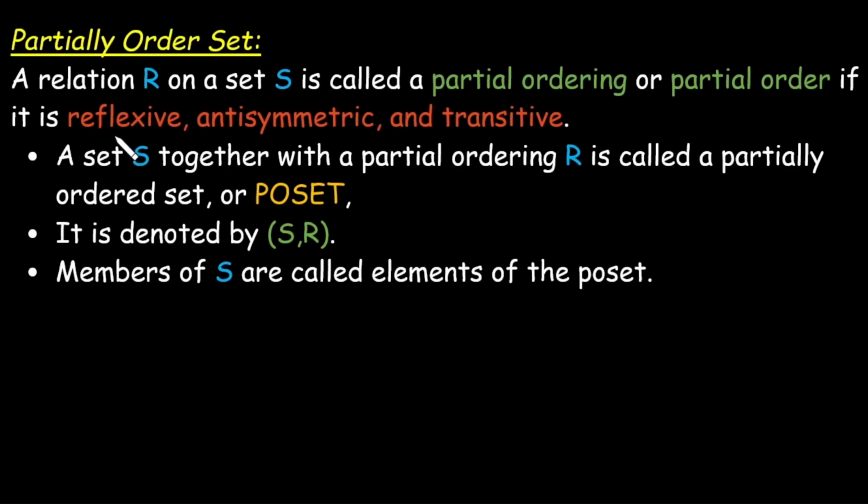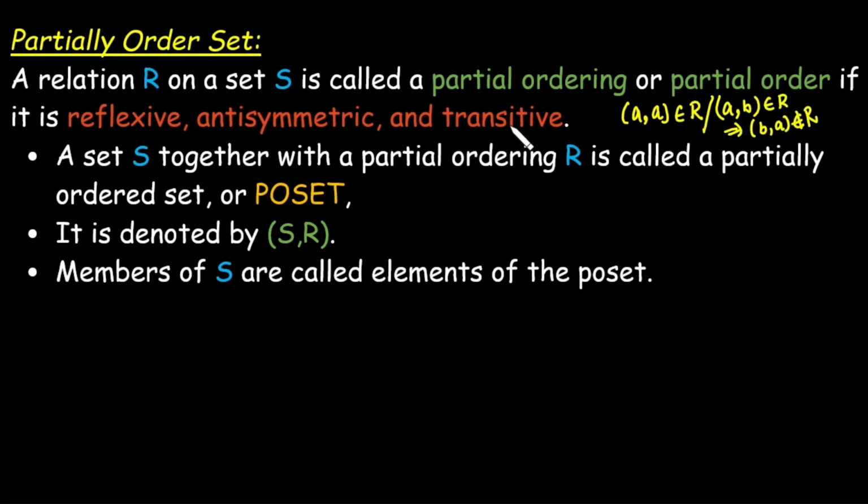Reflexive means every element is related to itself, which means we have ordered pairs of the form (a, a) in a relation. Whereas antisymmetric means we can take such elements in a relation, and if we have the ordered pair (a, b) as a part of a relation, then the reverse ordered pair is not allowed in the relation.